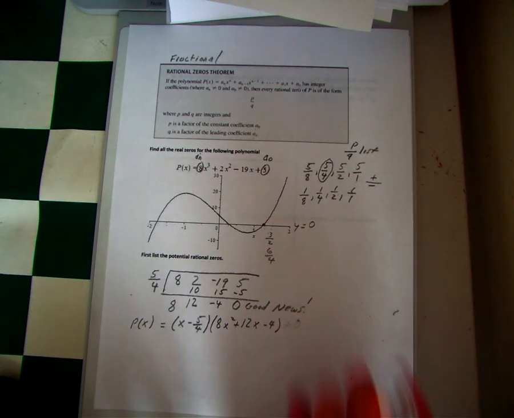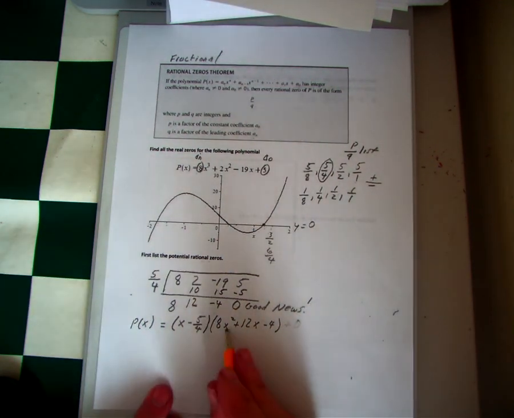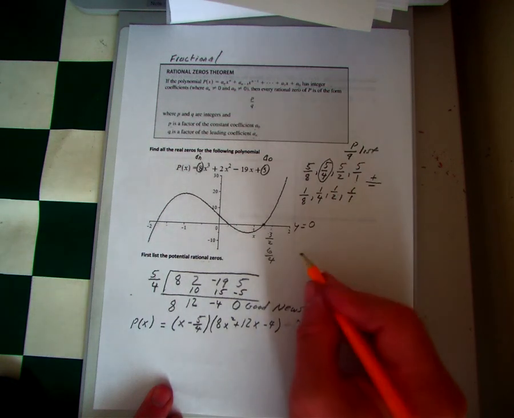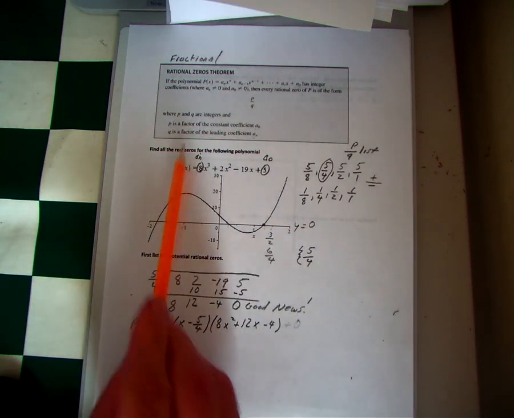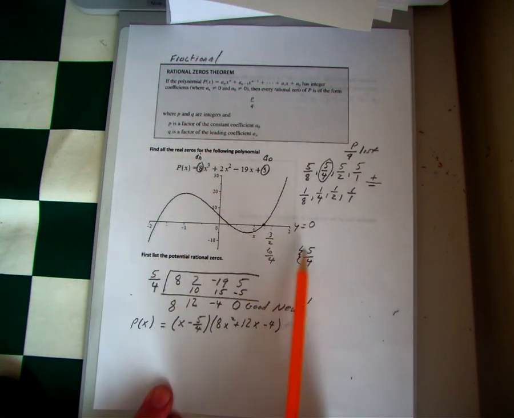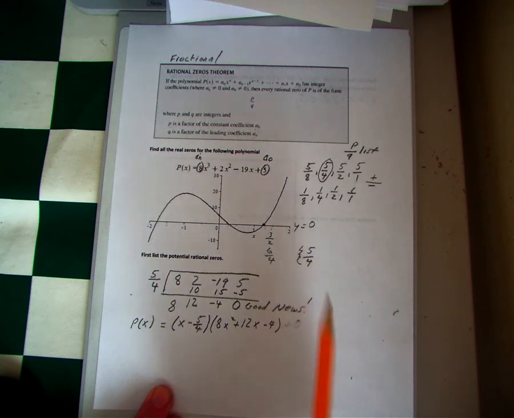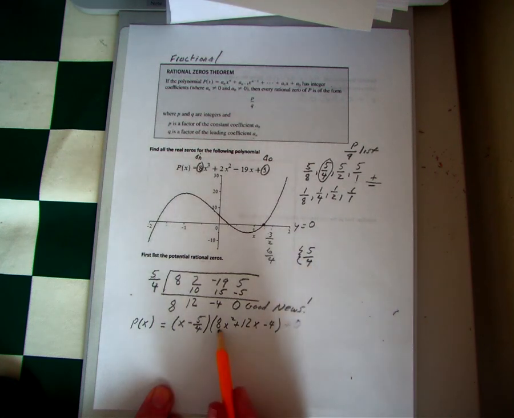That also means that this is a factor. Now, while I'm talking here, we already know that 5 over 4 is a zero. So remember, that's what the original problem asked for. It says find all real zeros, right? So we found 5 over 4 is one already. Now we can find the other ones by setting this one equal to 0. This is a quadratic factor.